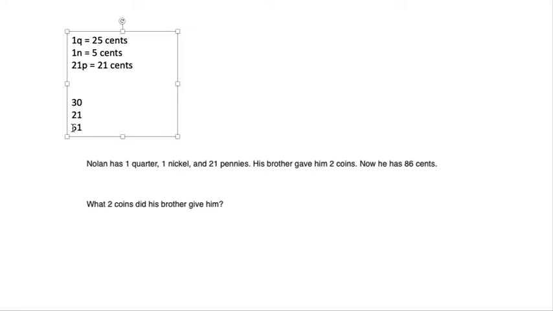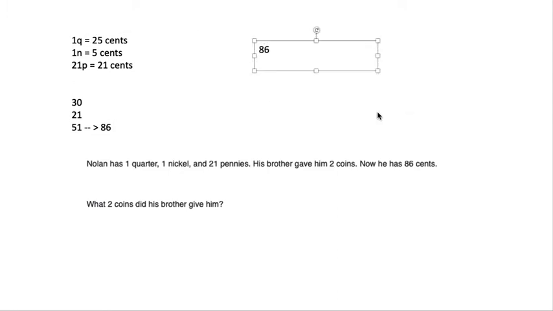From there, he's going to go from 51 cents to 86 cents. So I like to find the difference between these two so then I can think about the 2 coins. So now I'm going to do 86 minus 51. I know that 6 minus 1 is 5, and 8 minus 5 is 3. Okay, so I need to think of what 2 coins can make up 35 cents.